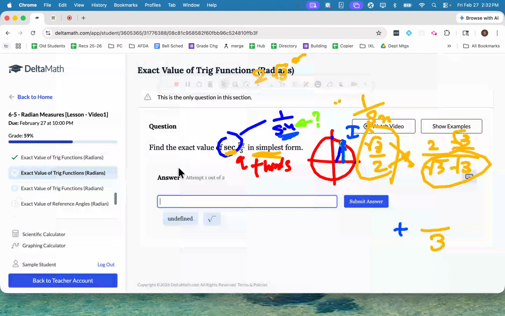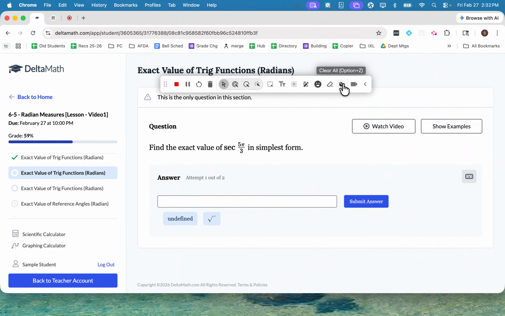A couple more left. Secant. Let's do another reciprocal. Secant is defined as 1 over cos. Remember, the C and the S kind of switch. Got to flip over cosine. All right, well, let's find out cosine first, and then we'll flip it over.